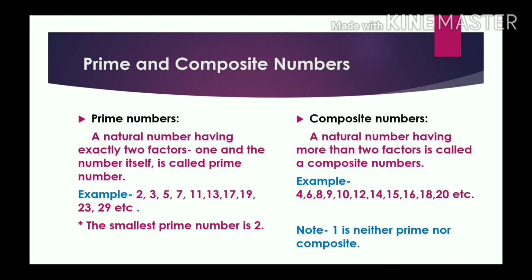Here you can see 4 is divisible by 1, 2 and 4. 6 is divisible by 1, 2, 3 and 6, and so on. All these numbers are divisible by more than two numbers, so these are composite numbers. Now here one note: 1 is neither a prime nor a composite number.